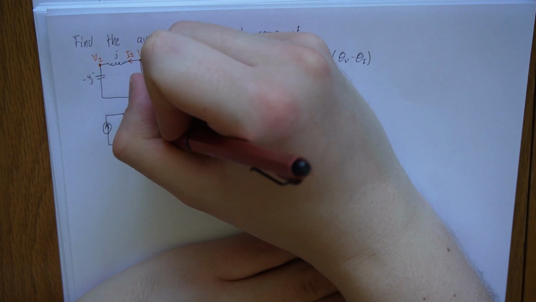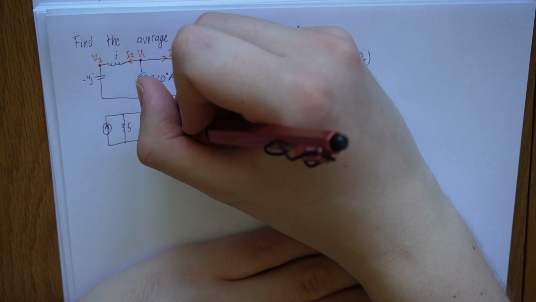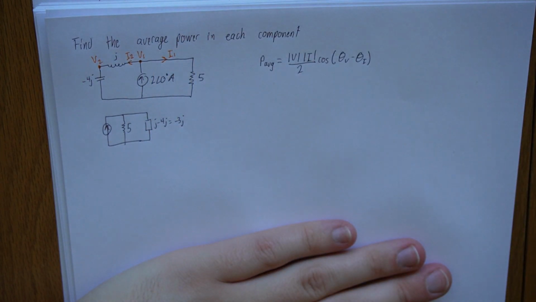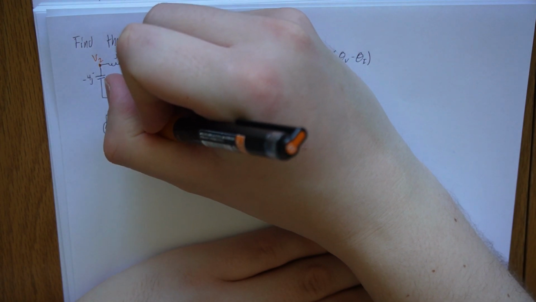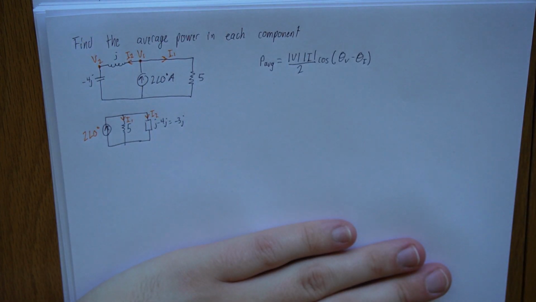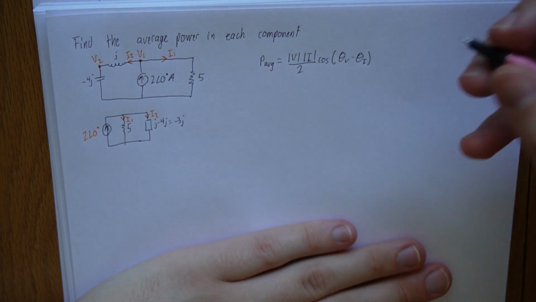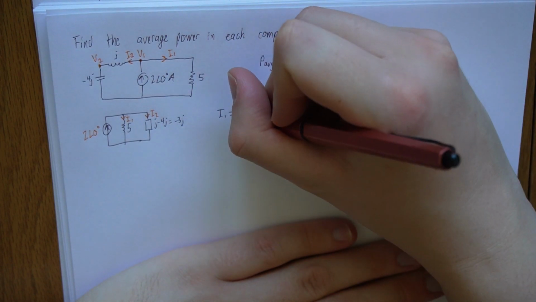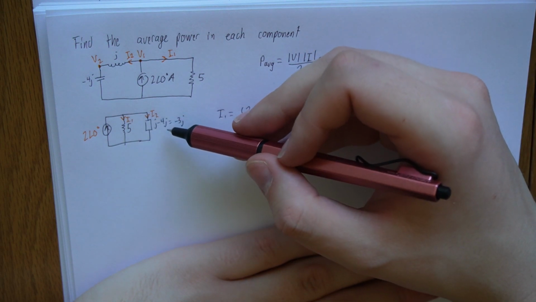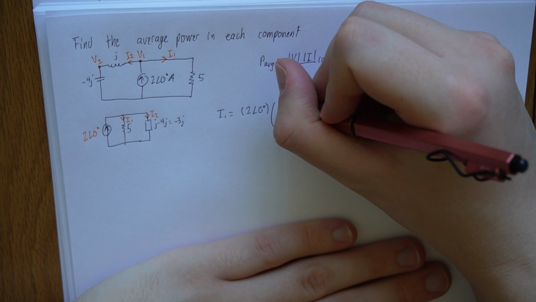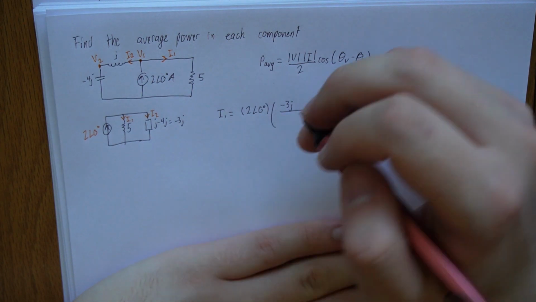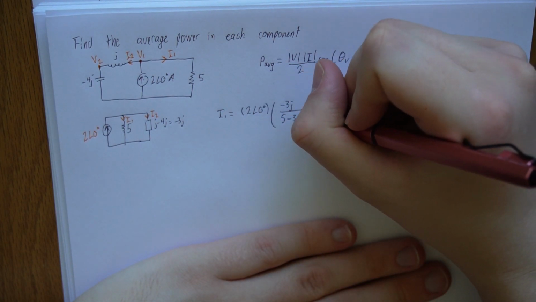I can combine the two: j minus 4j, minus 3j. So we have this current divider, right? The current through that is I1, I2. I can use the current divider equation, which if I'm solving for I1 will equal the source current, 2 angle 0, times the opposite branch impedance, minus 3j, divided by the sum of both the branches' impedances, 5 minus 3j.